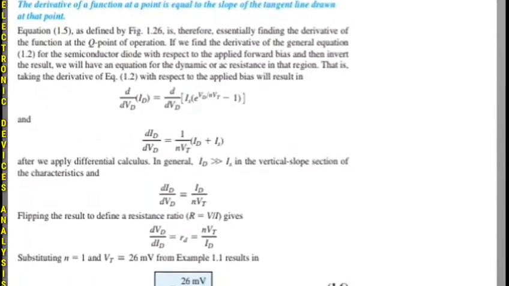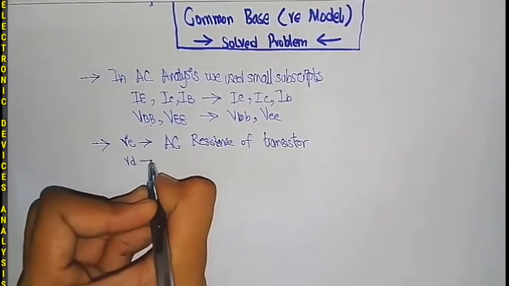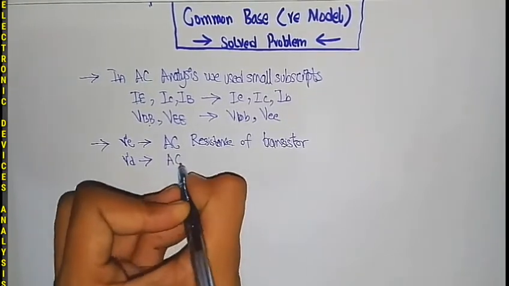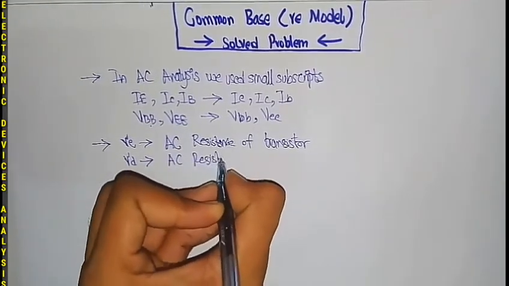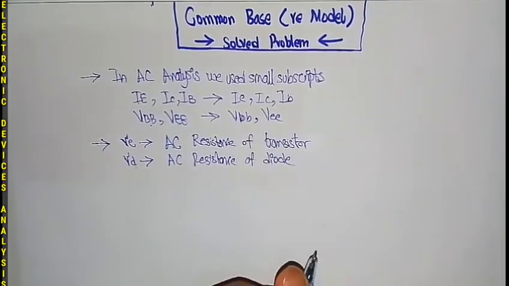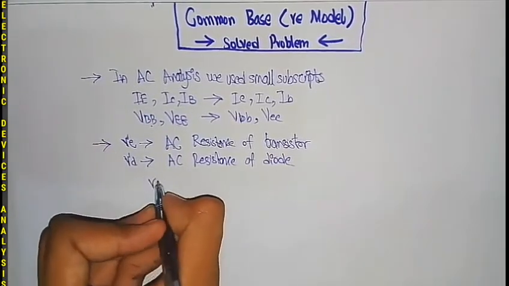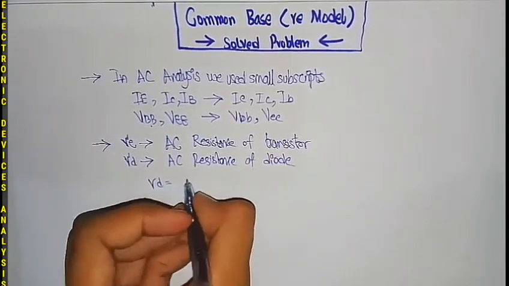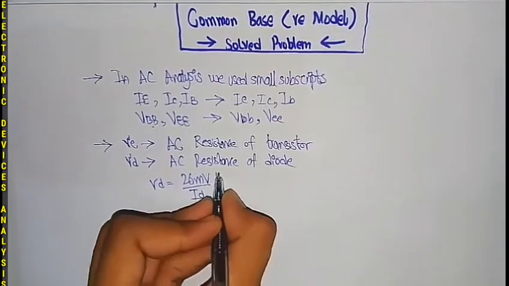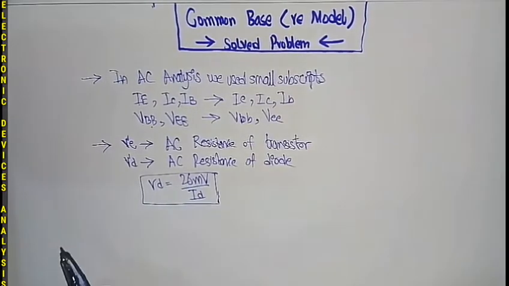And I will show you on page number 13 and page number 25 of Electronic Devices and Circuit Theory by Robert L. Boylestad the whole derivation of the resistance rd, where rd is known as the AC resistance of the diode. After the whole derivation, the resistance of the diode equals 26 millivolts over capital ID. This will be the value of the AC resistance of the diode.